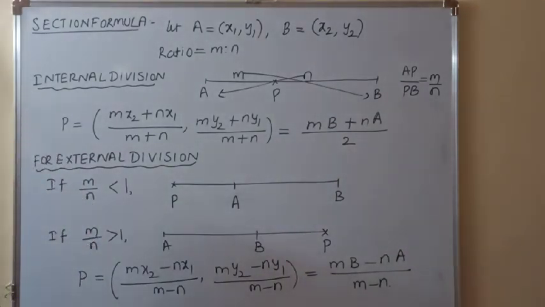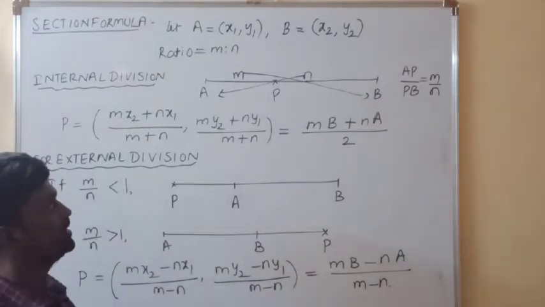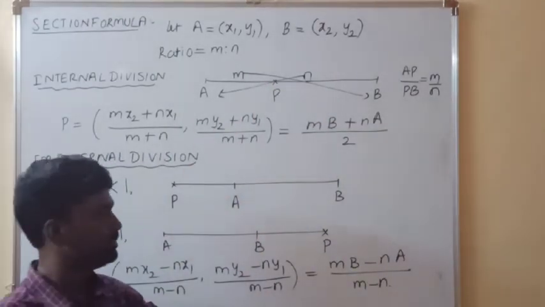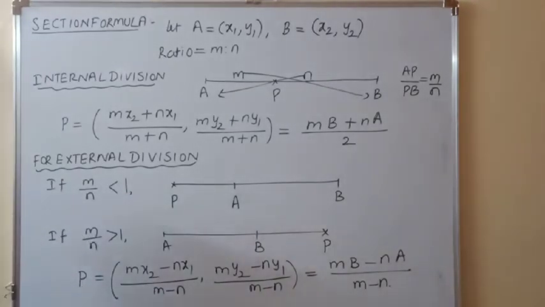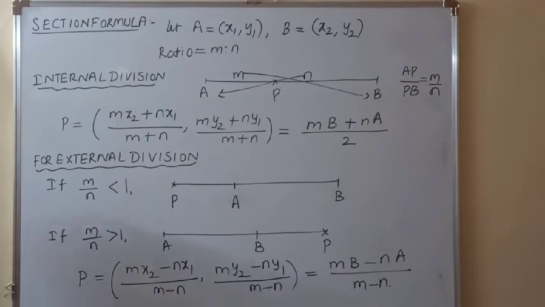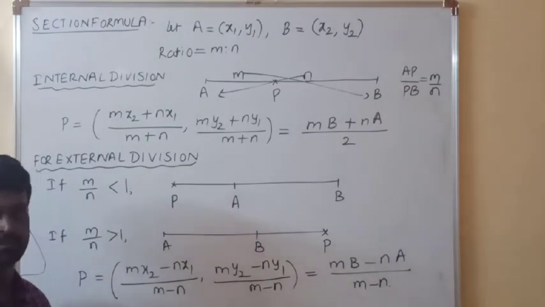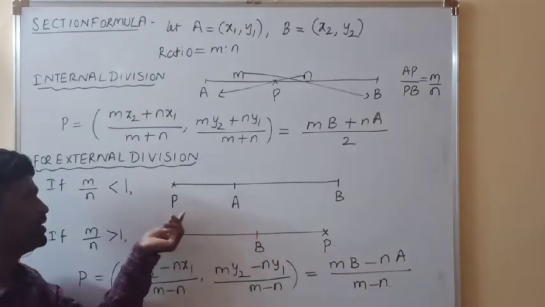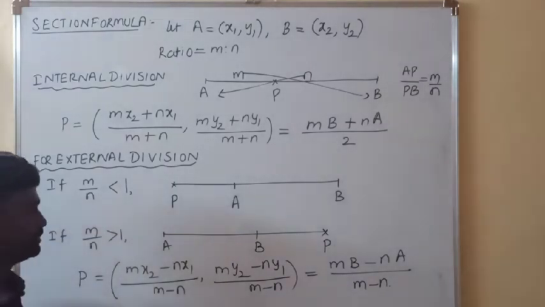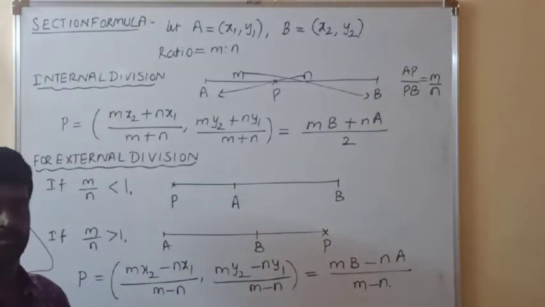Next, for external division, same formula. Instead of plus, what do you have to take? Minus. That is m into B minus n into A divided by m minus n. Or you can write it in this form also: (mx2 minus nx1) by (m minus n). Y coordinate: (my2 minus ny1) by (m minus n). Suppose the ratio m by n is less than 1, then the point P is on the left side of A. If the ratio m by n is greater than 1, then the point P is on the right side of B.